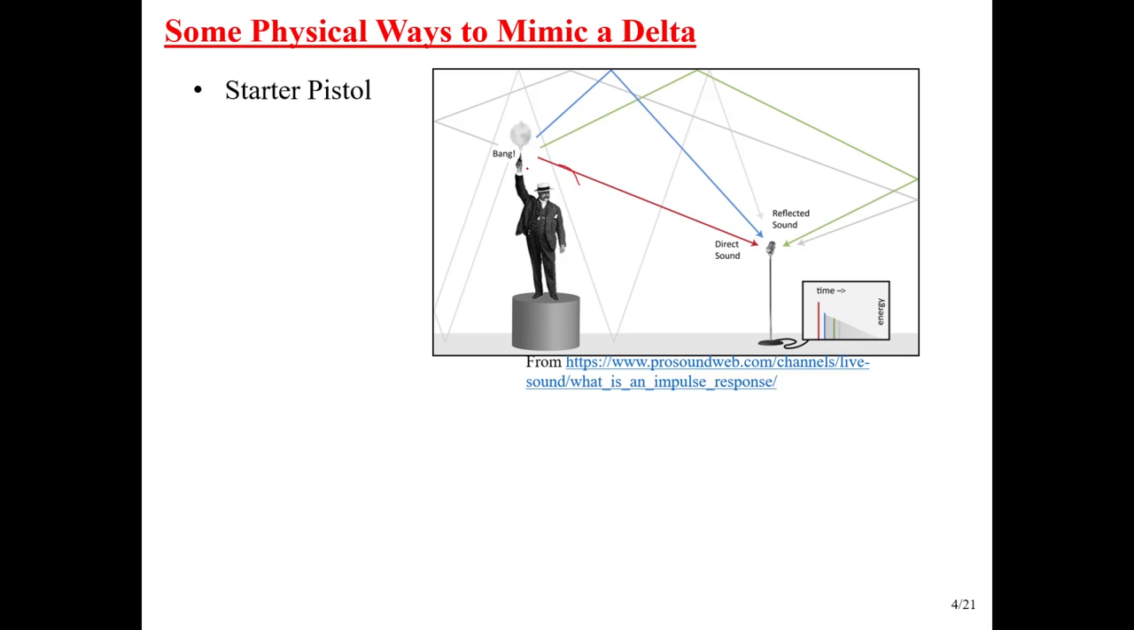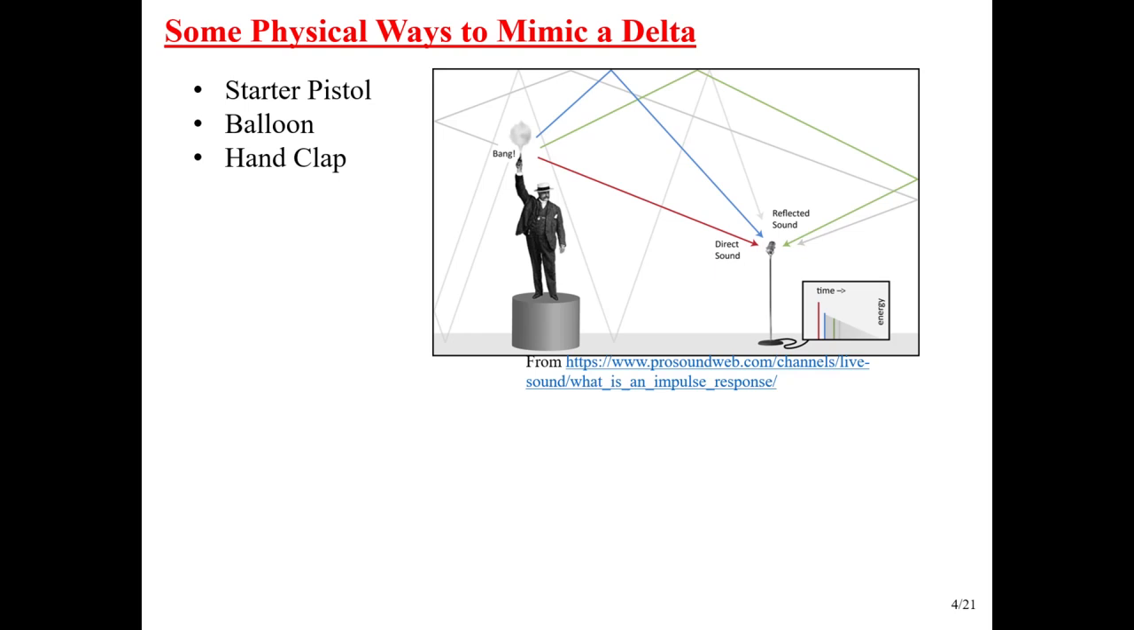This looks to me like Teddy Roosevelt. Maybe, I don't know why he's measuring the impulse response of a room. But anyway, use a starter pistol with blanks, right? You shoot that off. That makes a very narrow, very loud sound. So that might work. You could take a balloon, fill it up, and then pop it with a pin. Also makes a very loud and narrow kind of impulse.